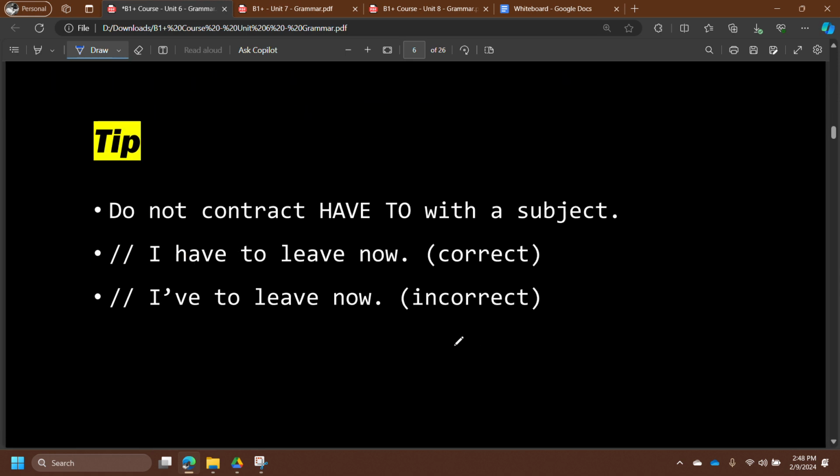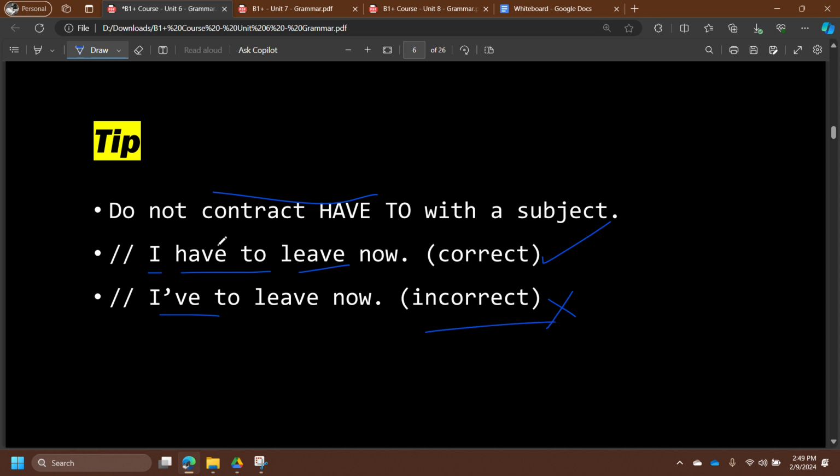Okay, moving on. There's a tip now. Do not contract have to with a subject. So what does that mean? Meaning that if you have a sentence like this, right, subject and modal verb and verb, like I have to leave now, it's okay to say like this, but it's not okay to say it in this way, like I've to leave. I've kind of seen in some subtitles of some movies people do this, and unfortunately also some actual texts like essays and articles do this, which is very bad. I mean, that's completely incorrect.